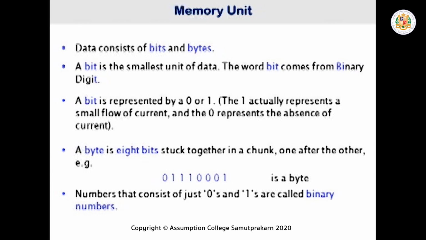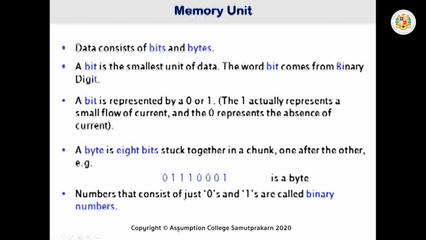Example, 01110001 is an example of a byte. 0 means the circuit is off. 1 is on. 1 is on. 1 is on. 0, off, and on. So it's simply like this: off, on, off, on. Okay, so that is a single byte. It represents something. It can be a letter, let's say.